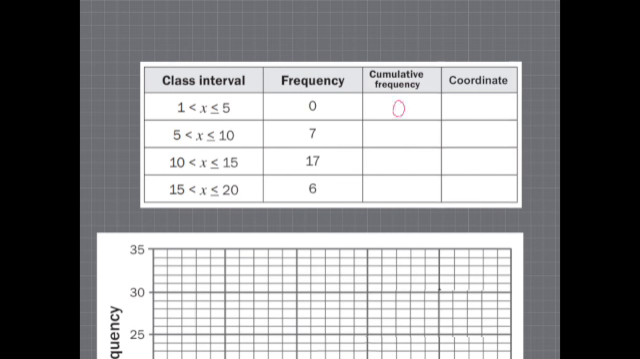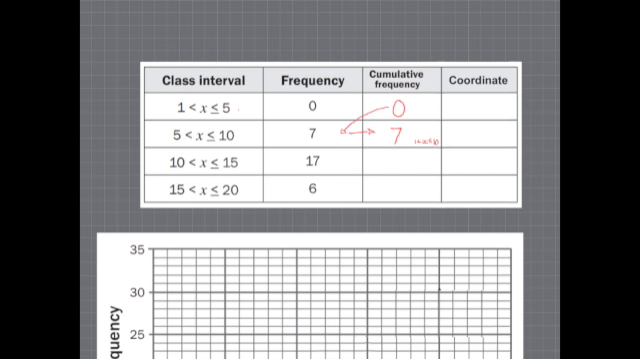The first one tells us that there are 0 people who got between 1 and 5 marks for this test, which is good news. Then we're going to add 7 to it so that we get an answer of 7. Now what that number tells us is that there are 7 people who got between 1 and 10 marks. Maybe let's write that on the side.